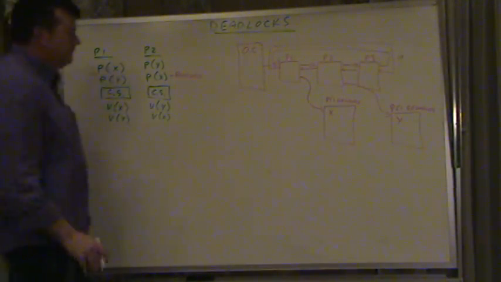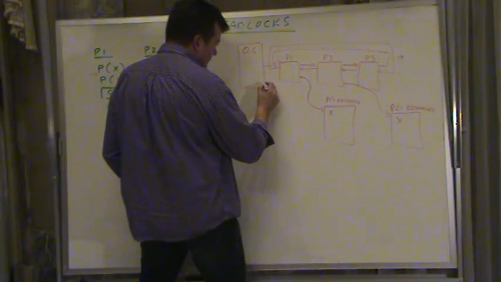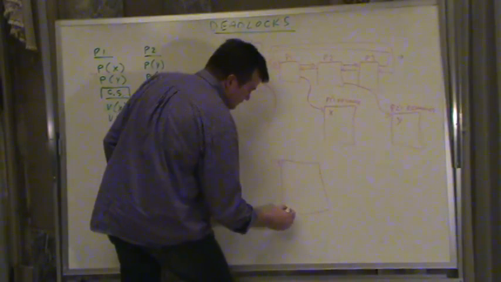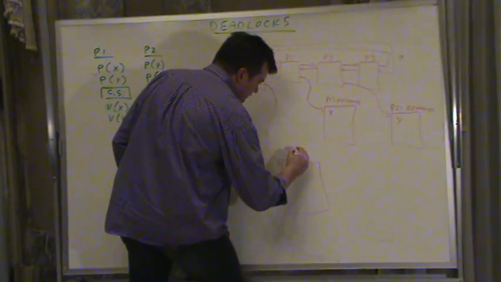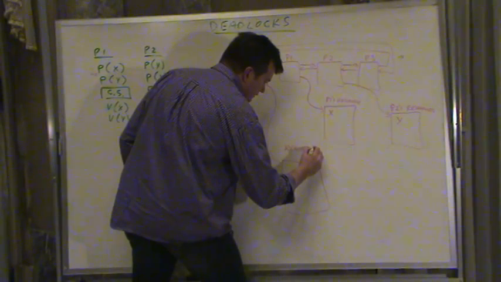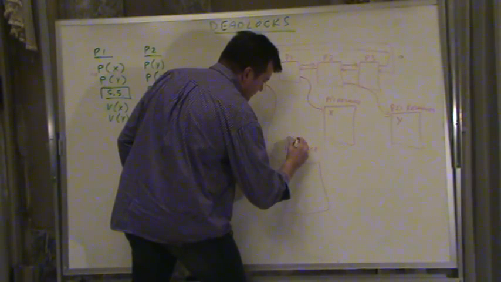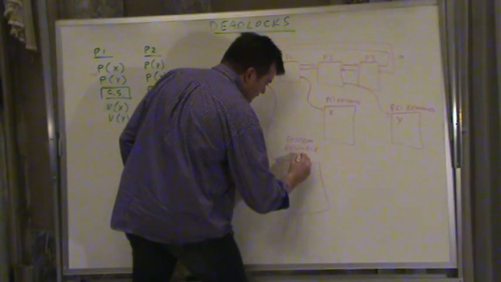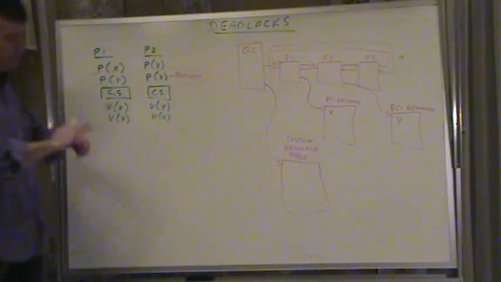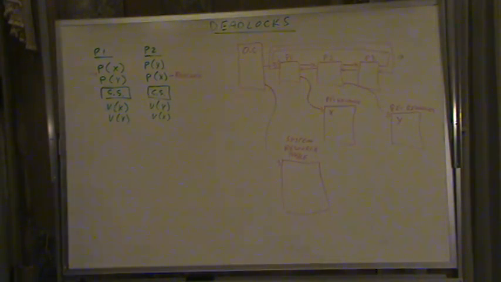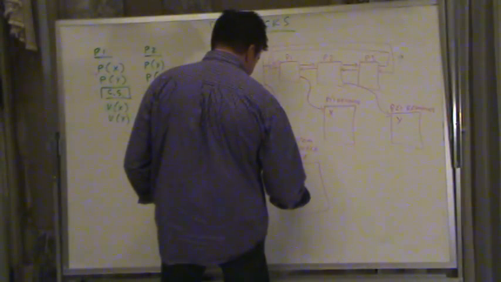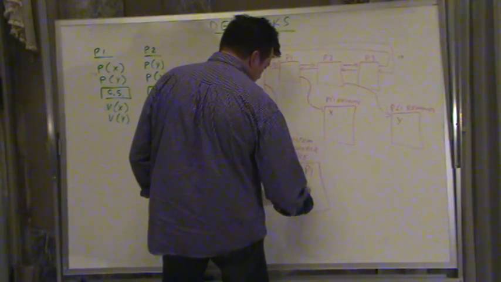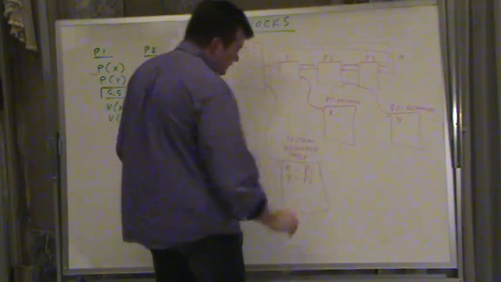We may also, although this would seem redundant, from the operating system's point of view, have an overall resource table. We'll call this the system resource table. This is all the resources for the system. So we might say resource X is currently allocated out to process 1, and resource Y is currently allocated out to process 2.